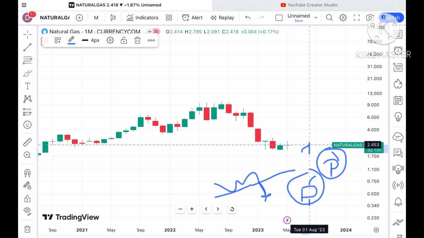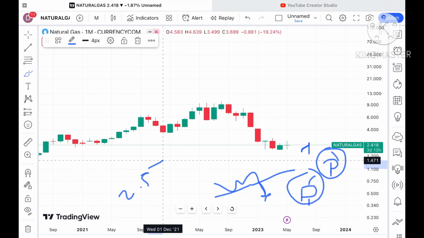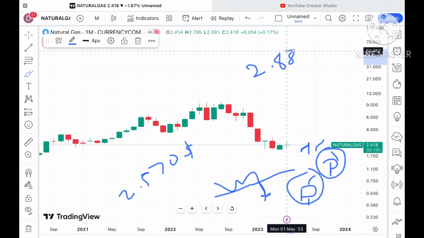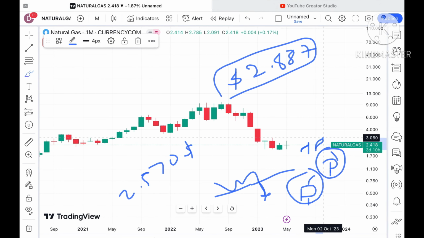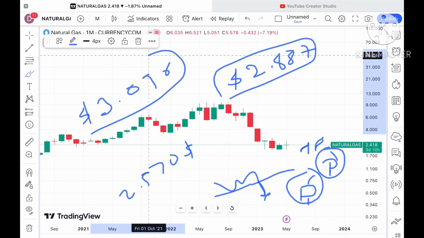Suppose the price sustains, and the probability is high that it can sustain. It can go towards its next resistance of $2.570. If the price sustains above that level, it can touch a level of around $2.887. Suppose the price sustains $2.887, then the probability is high that it can touch a level of $3.096.